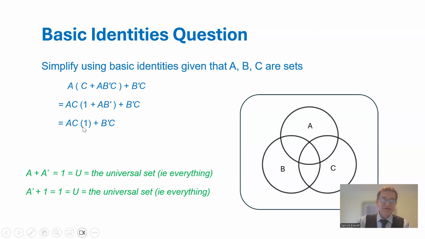So now you've got AC plus B dash C. You can take the C out and you can get A plus B dash C. And there we go. So that's using basic identities question. These are pretty much the only basic identities you really need to be aware of. There is 2 questions there for revision.